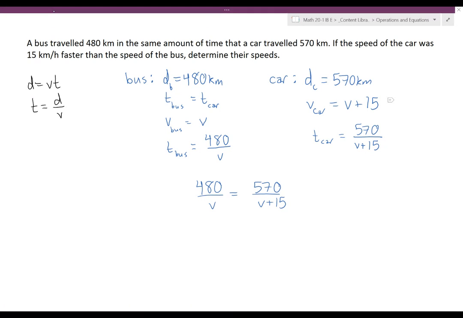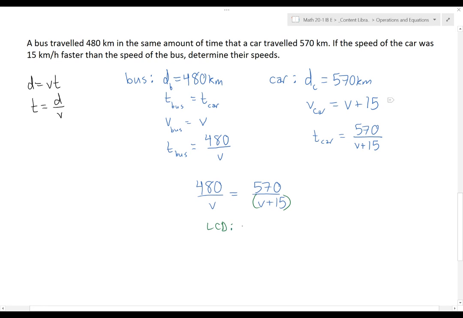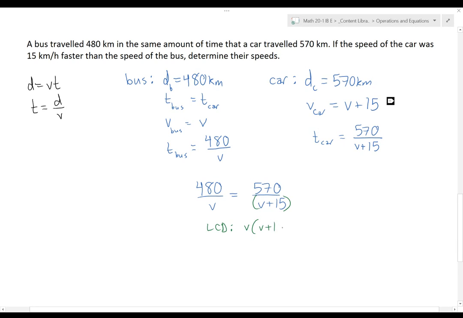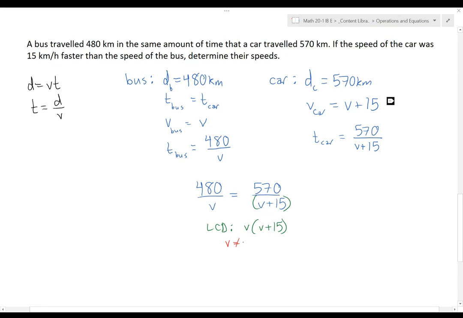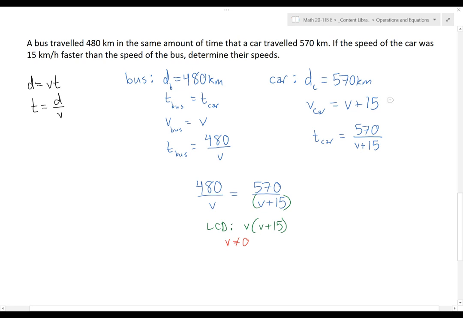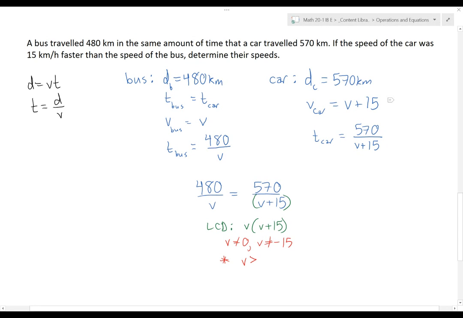It has a lowest common denominator that is the product of these two denominators. So the lowest common denominator is V times V plus 15. My non-permissible values, if I think about this for a second, I get V can't equal 0. Well, obviously, the bus can't be going 0 kilometers per hour, or it would never travel 480 kilometers. And V can't equal -15. Well, obviously, again, because it's a velocity, it can't be negative. In fact, in this instance, what I know about the velocities is that they are greater than 0. So if I end up with any negative answers, I would have to reject them.